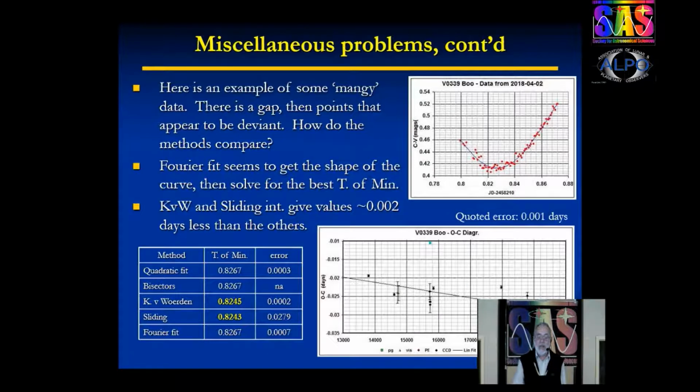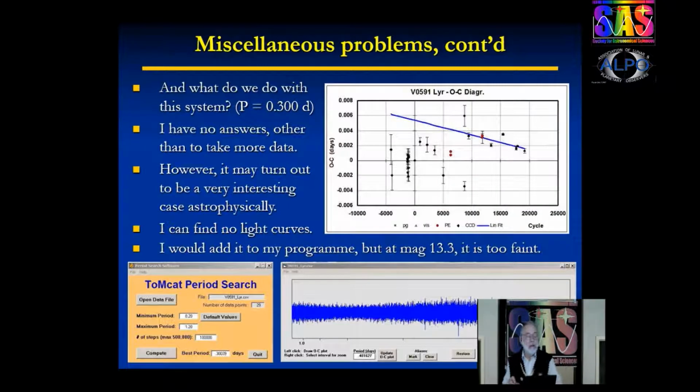Again, the O minus C curve for this is interesting. We don't quite know why we have that kind of variation. I don't know. But anyway, for my money, Fourier fit is the nicest method to use here. What do we do with this? I have no idea.